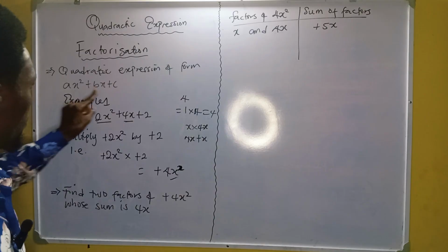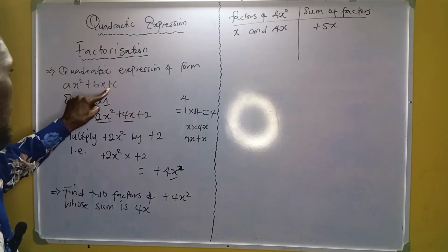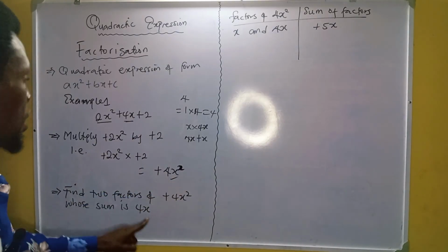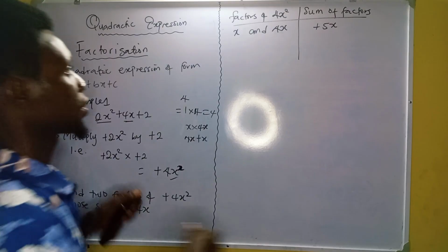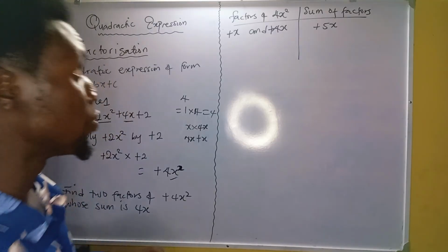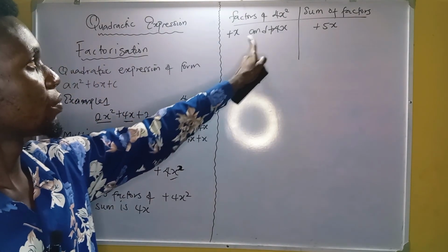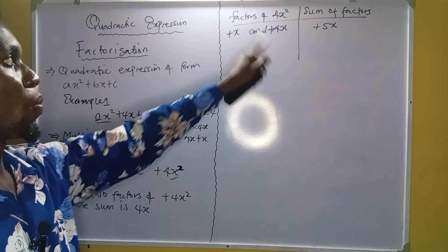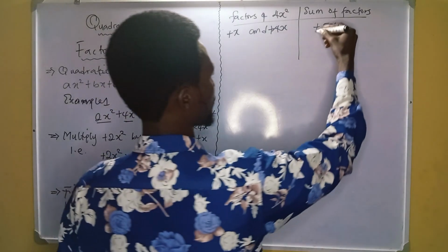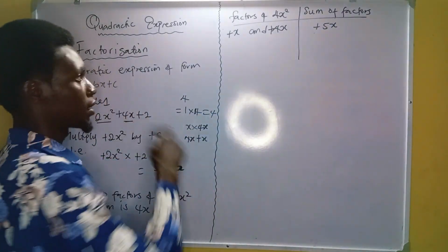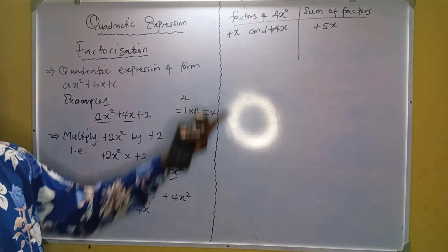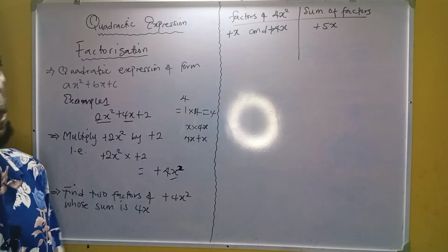Whenever we are dealing with this form of quadratic expression, since the product was positive, the two factors are both positive. Please, for the start, make sure that you indicate this. The factors are positive. But we are looking for two factors whose sum is 4x, not 5x. So this one has not given us the 4x we are looking for. So we'll still look for other factors of 4x squared.